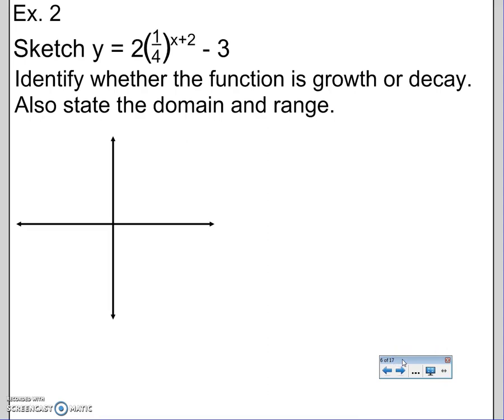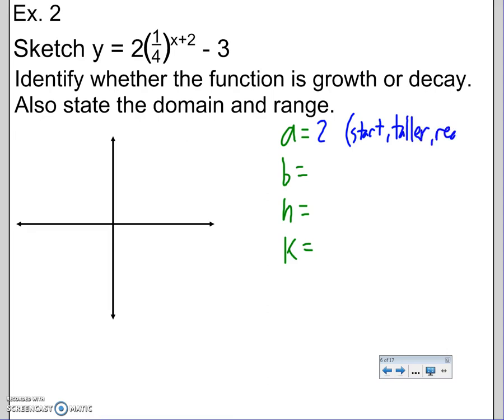Alright, so same idea. Sketch this. Tell me if it's growth or decay. I'll state the domain and range. So same thing. Let's find what a, b, h, and k are. Well, a is the thing in front that doesn't have an exponent. It's 2. So I know it's my starting point. It is taller. And it's regular. It's not flipped. It's not negative.